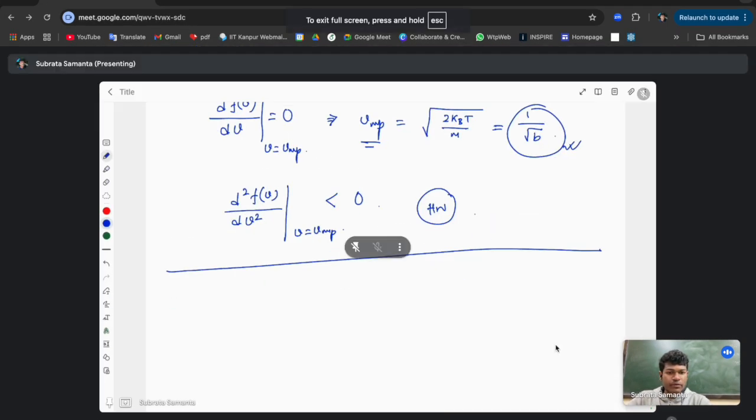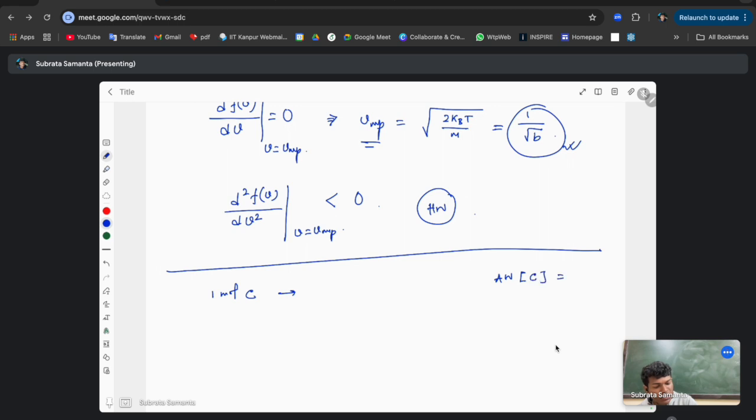Okay, if no more questions, then I will discuss some assignment problems. There is a problem about 1 mole of carbon. What is the atomic weight of carbon? The atomic weight of carbon is 12, that is 12 mu.